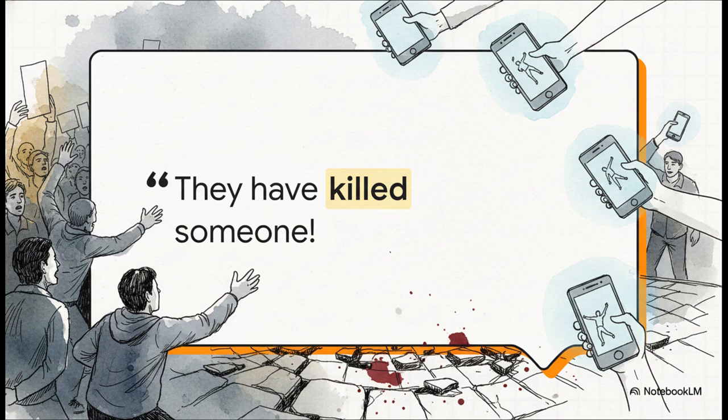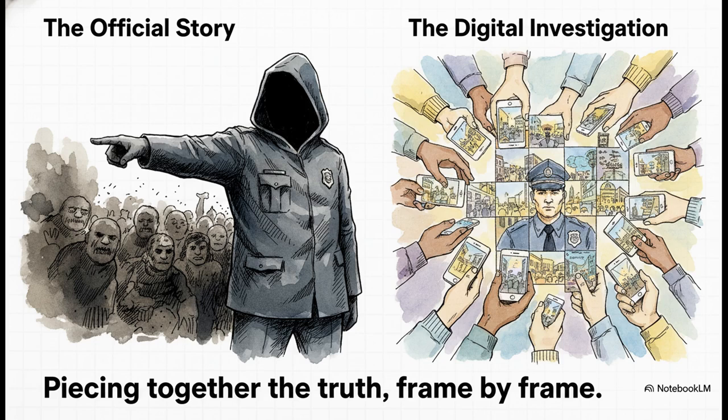That right there, that's the raw, unfiltered cry from the streets of Nairobi on June 25th. It's the exact moment a protest turned deadly. But in the age of the smartphone, every single person is a potential witness, a potential camera. Now, the official story, the one from the top, was that organized criminals were to blame.